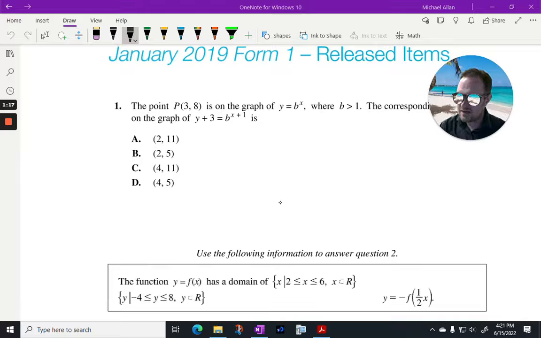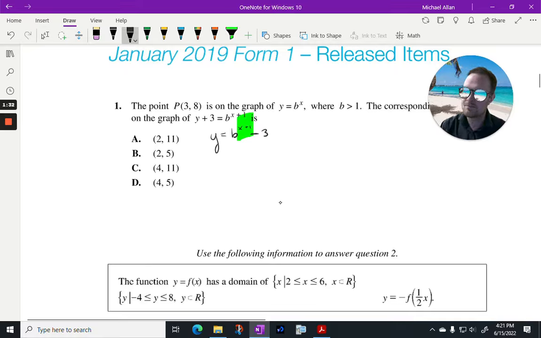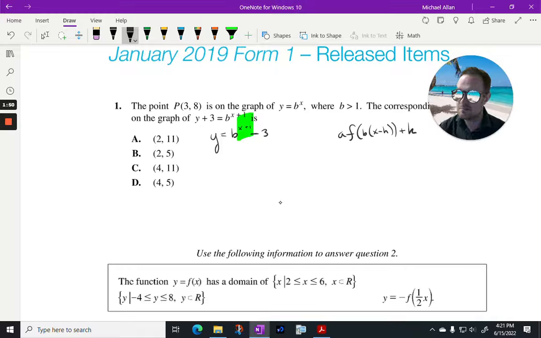So based on what we have here, I can just rearrange this equation. I'll just minus the 3 over to the other side, and I can see that this piece here is going to be my h, because it's attached to the x. So remember in the form a bracket b x minus h, because this is literally touching the x, that's your h value. And the k value is kind of dangling there outside of the function. So my function in this case, don't get confused about this b and this b. My function is the b, it's the exponential of base b.